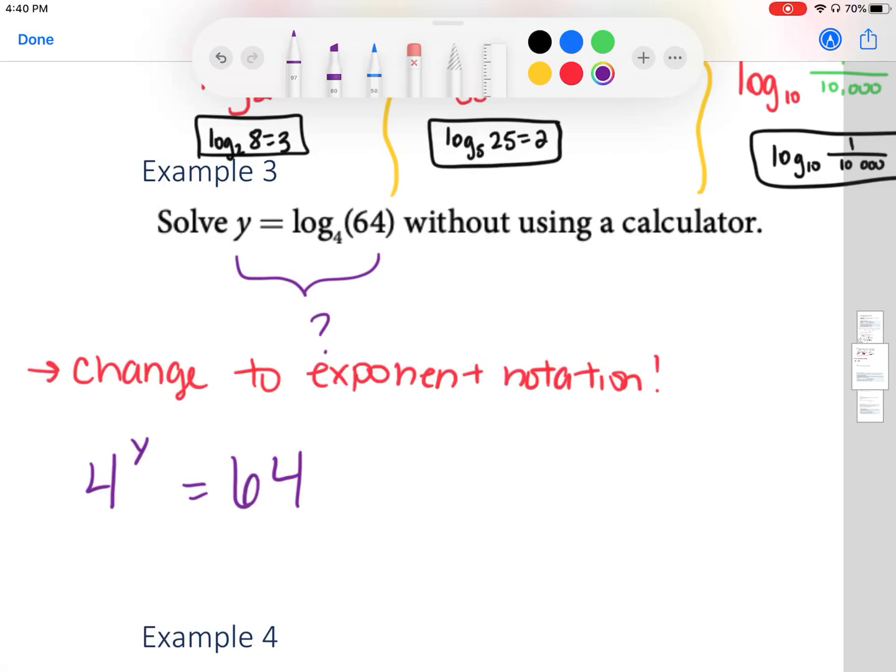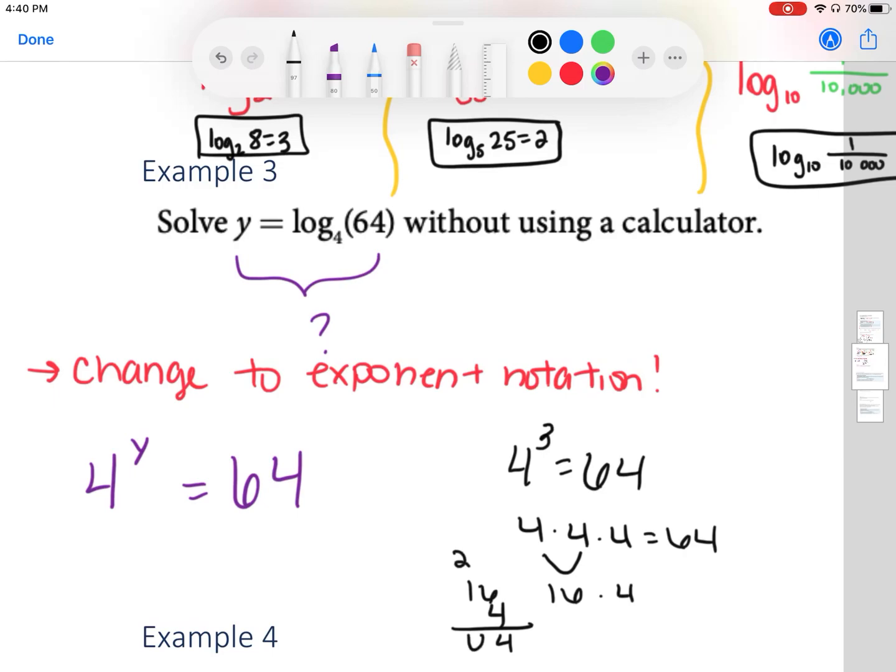Okay, 4 raised to what power gives me 64? Well, isn't y the third power? I'm sorry, 3. Isn't 4 raised to the third power 64? 4 times 4 times 4, 64? Well, 4 times 4 is 16, and 16 times 4, 64. Yeah. So I'm going to steal this exponent because I know that exponent of y should be 3. So my answer, y is equal to 3.